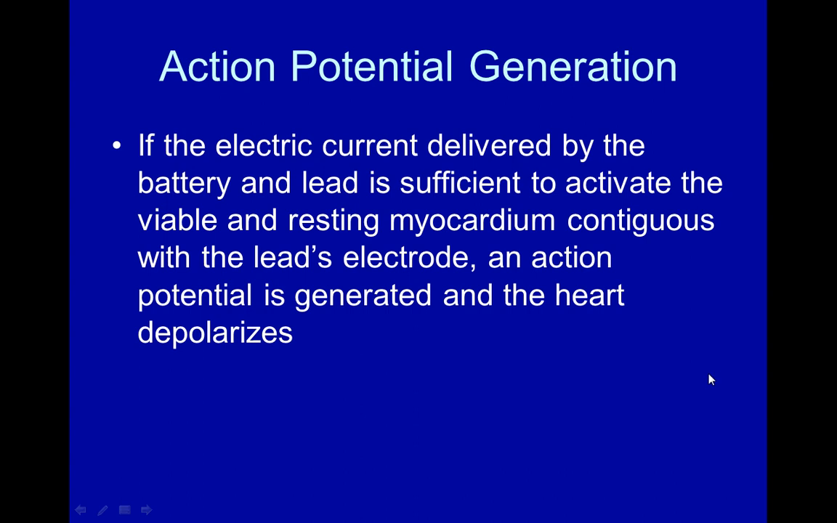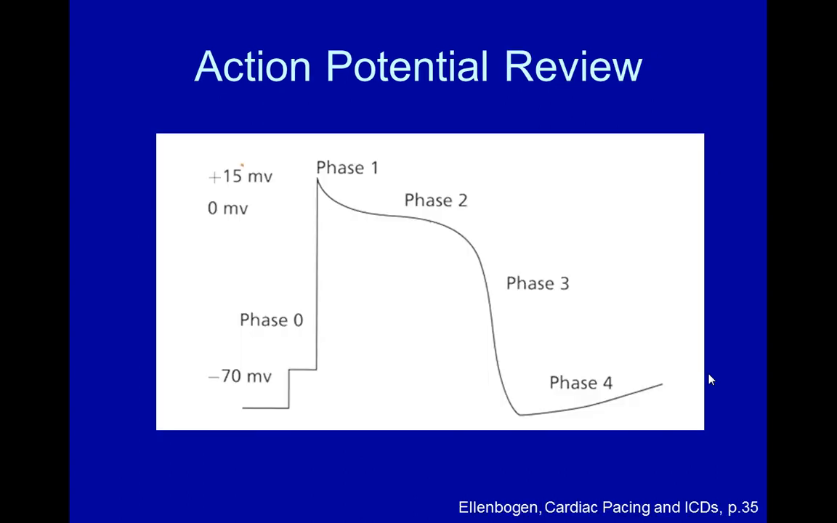So the next thing we'll talk about is the action potential generation. If the electric current delivered by the battery and the lead is sufficient to activate the viable and resting myocardium contiguous with the lead's electrode, an action potential is generated and the heart depolarizes. And so we need to know a little bit about the action potential. I don't want to go into too much detail, but this probably is familiar to most of you.